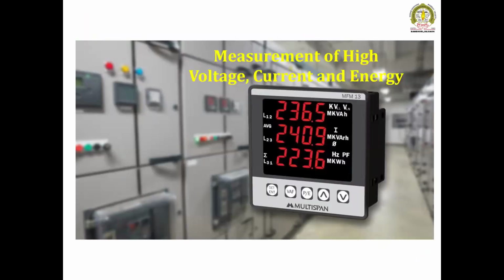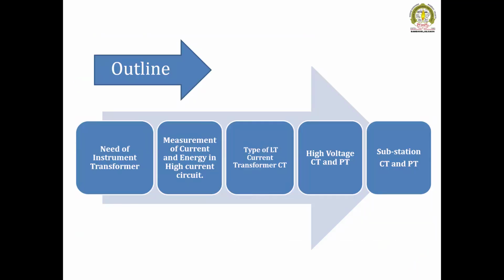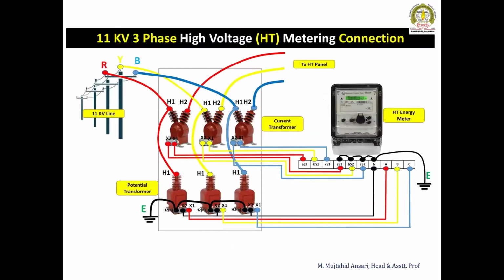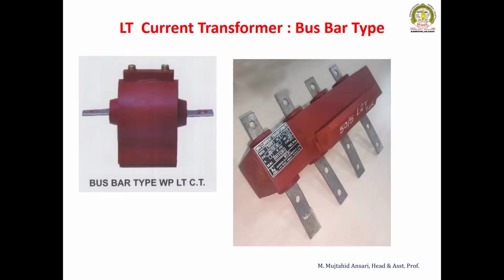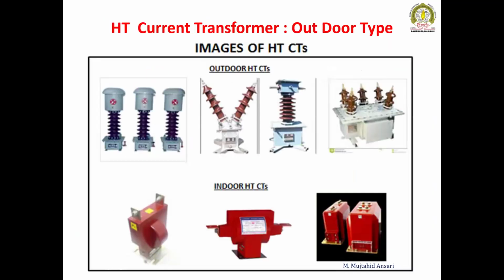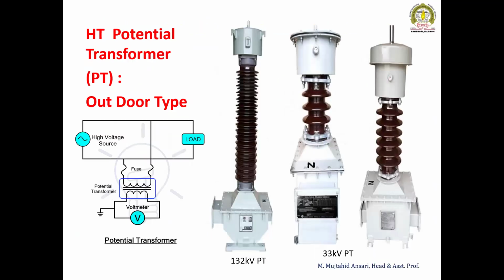The lectures contain the measurement of high voltage current and energy with the help of CT/PT. They cover the need of instrument transformers, measurement of current and energy in high voltage circuits, and types of current transformers in LT and HT. There are different CTs and PTs we are using, and the exact location in the substation. These are some circuit diagrams to understand, and these are the practical CTs which we are using in the LT and HT circuits for the substations.